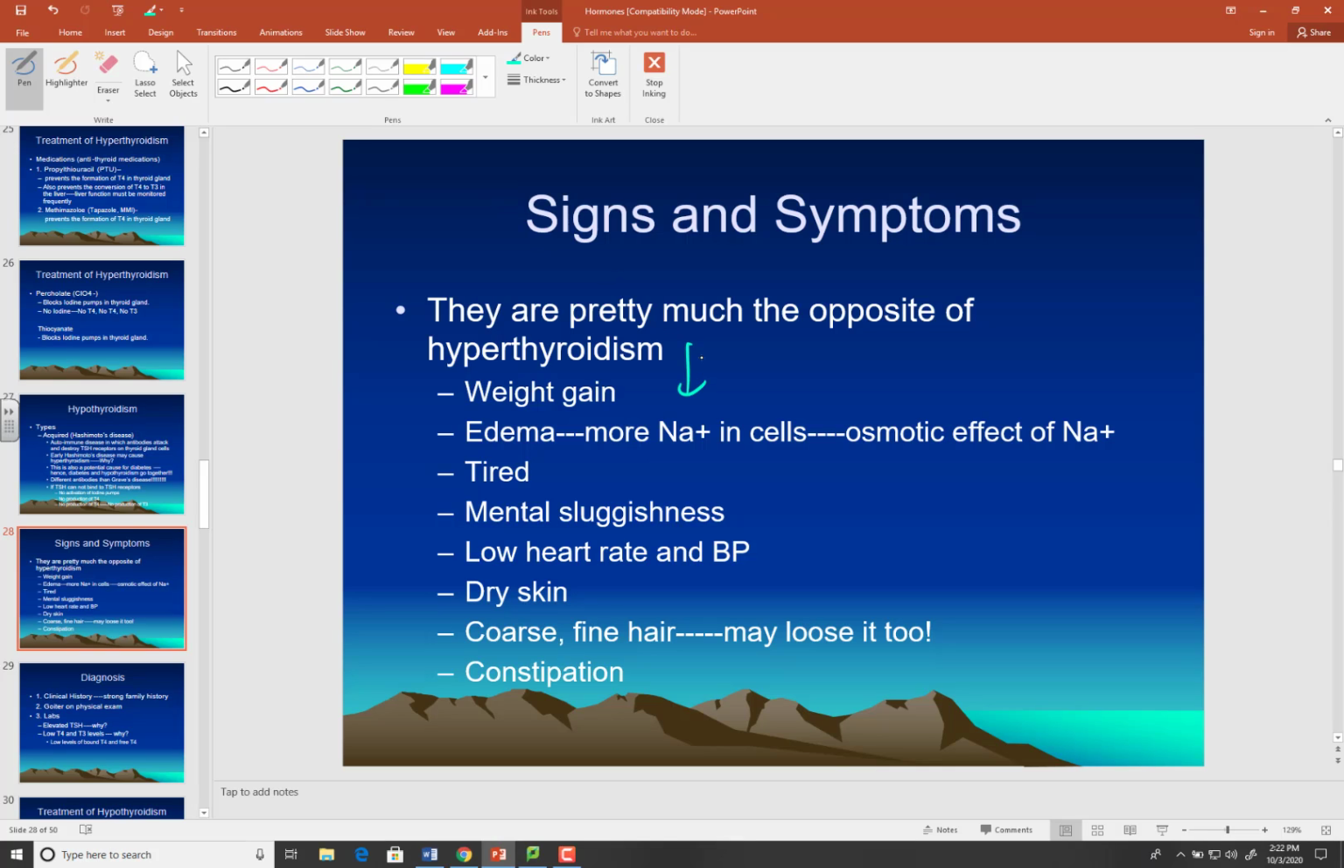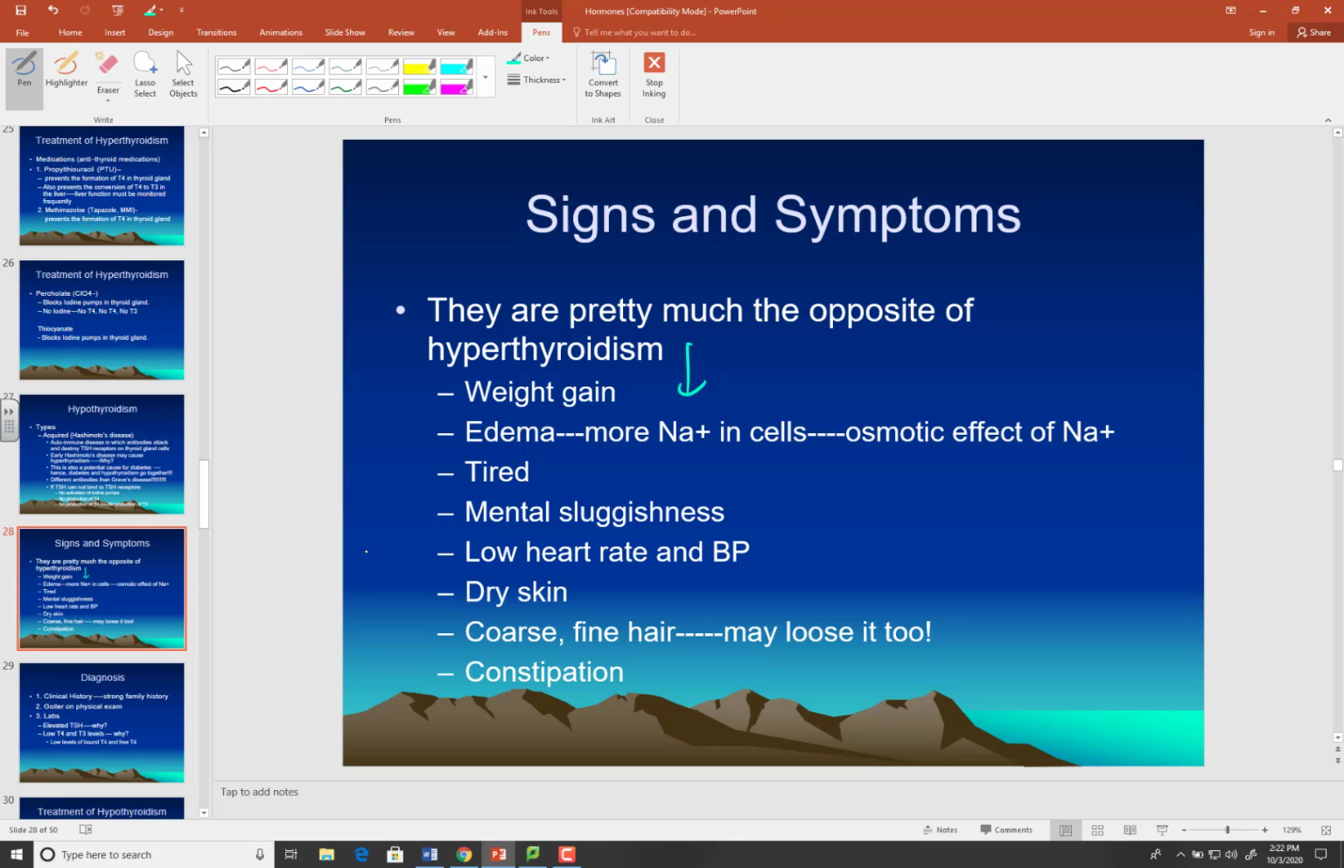Now, you're also going to get some effects of sodium and the osmotic effect of sodium, so they tend to get puffy, and that is the effect of the osmotic effect of sodium being drawn in, right? They're going to be tired, cranky all the time, mental sluggishness, because again, they're going to have decreased levels of epinephrine and norepinephrine, right? And then low heart rate and blood pressure for the same reason. The cells become now less sensitive to epinephrine and norepinephrine.